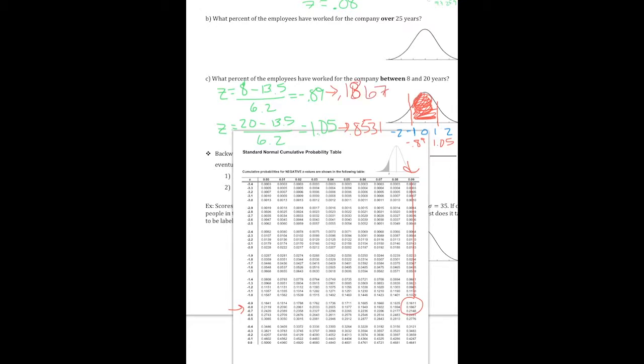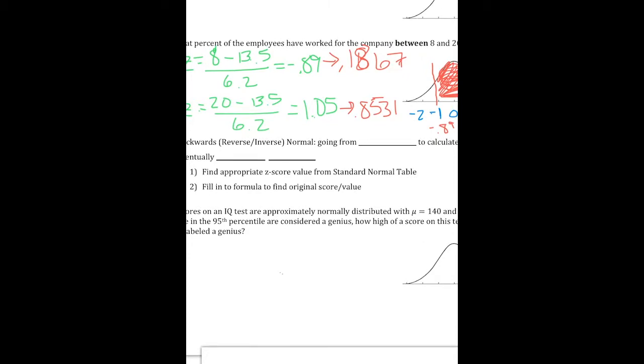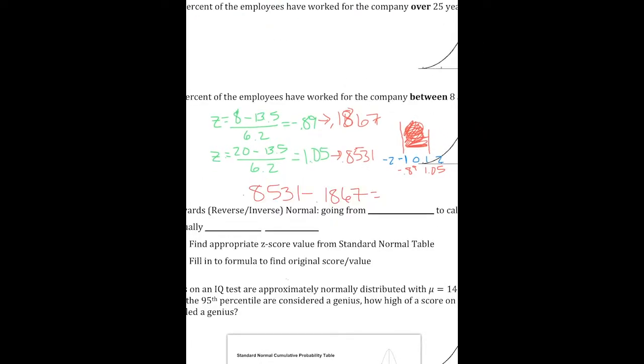Okay, so again, to find our probability, we need to take the larger chart value minus the smaller chart value. So that will be 0.8531 minus 0.1867. 0.8531 minus 0.1867 will end up giving us a probability of 0.6664. So there is a 66.64% chance that somebody has worked at the company between 8 and 20 years, which is very close to that 68 that we were looking for.